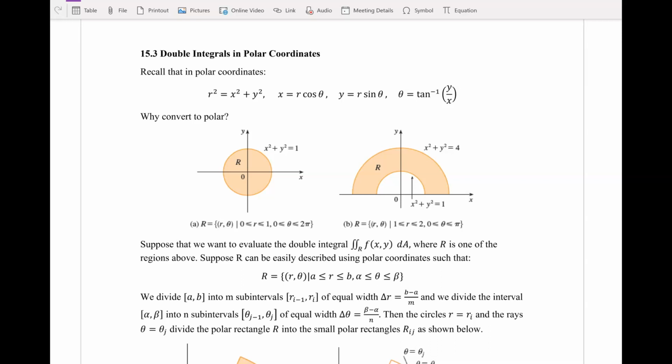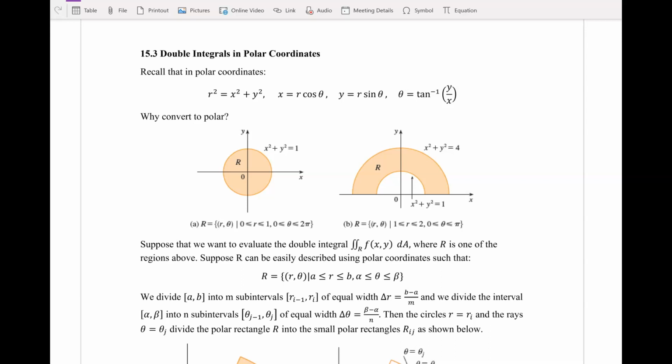All right, so this is going to be 15.3, double integrals in polar coordinates. The last problem that we just did in the previous video was a really tough problem because the limits of integration were really funky. And polar coordinates are going to be really helpful for us because it'll reduce that problem into something nicer. So you'll see, we do that problem with polar coordinates, and you'll see how easy that problem can be when we convert to different coordinates.